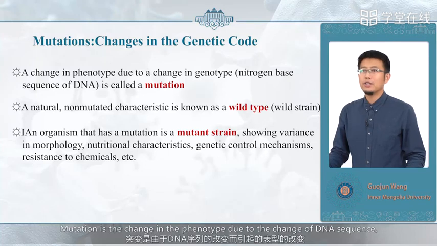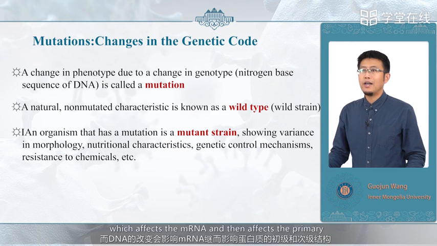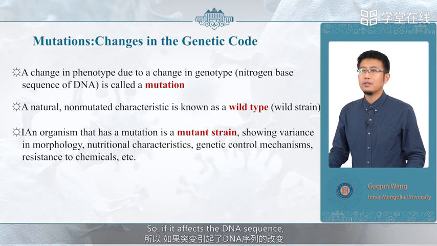Mutation is the change in the phenotype due to the change of DNA sequence, which affects the mRNA and then affects the primary and secondary structure of the protein. So if it affects the DNA sequence, this can have huge roles on how the protein looks. So when that happens, we call it mutation.